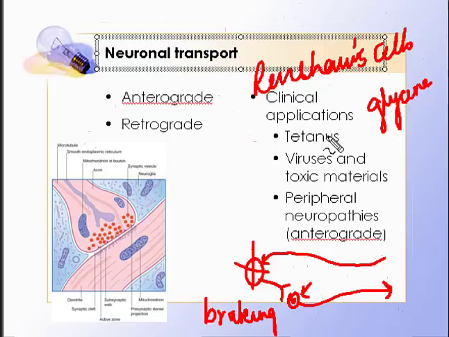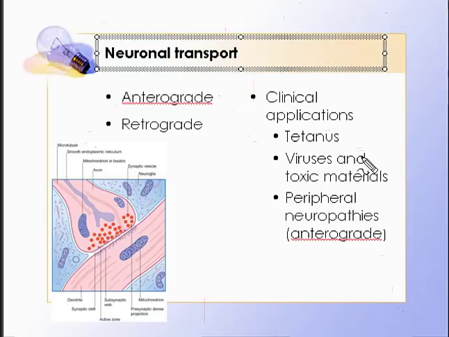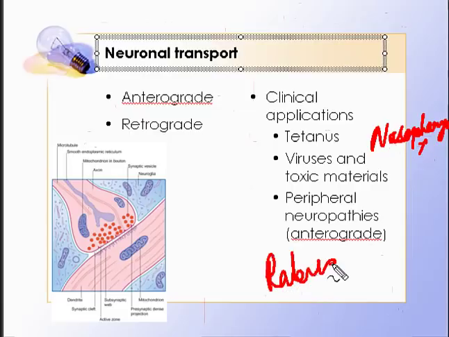Then we have viruses and other toxic materials. You have a lot of viruses present in the nasopharynx. They travel to the central nervous system, and certain toxic materials like lead and aluminum can also travel in a reverse direction, or retrograde fashion, and go and affect the nervous system. Other viruses like rabies, polio, the poliomyelitis, and herpes again use this retrograde fashion of travel.